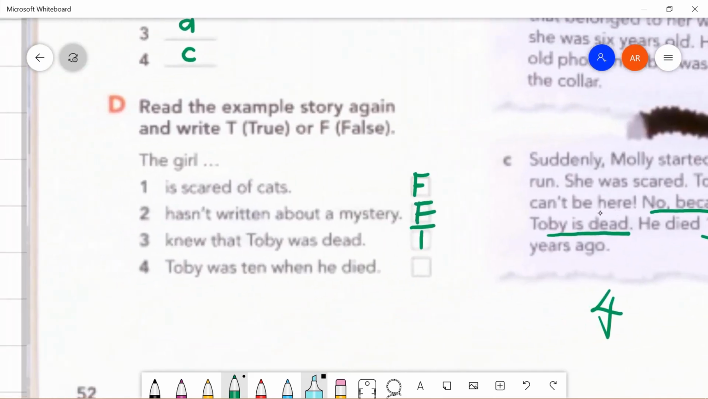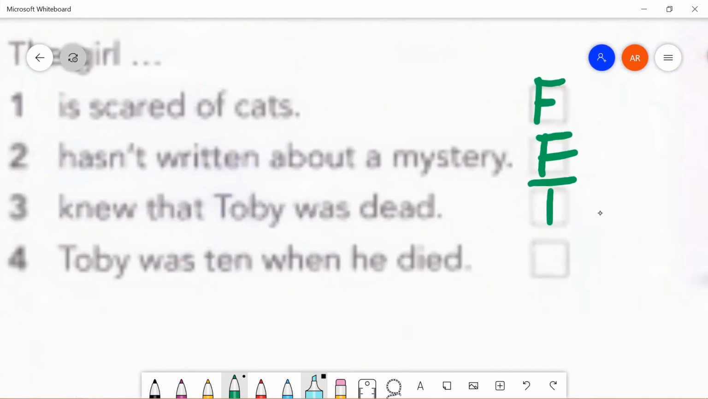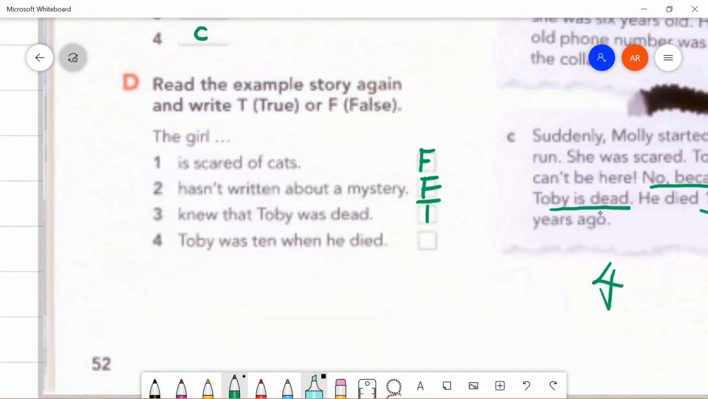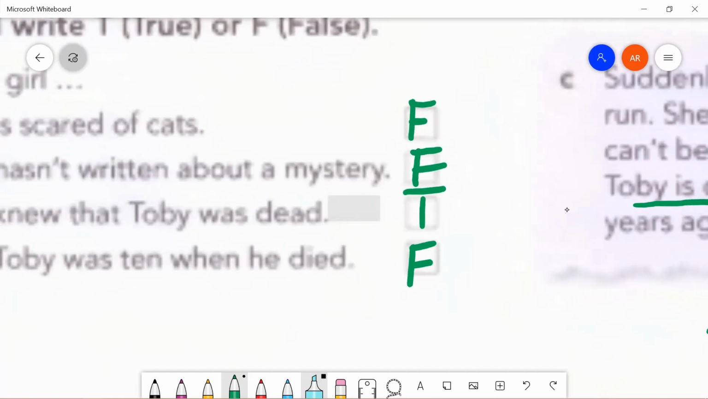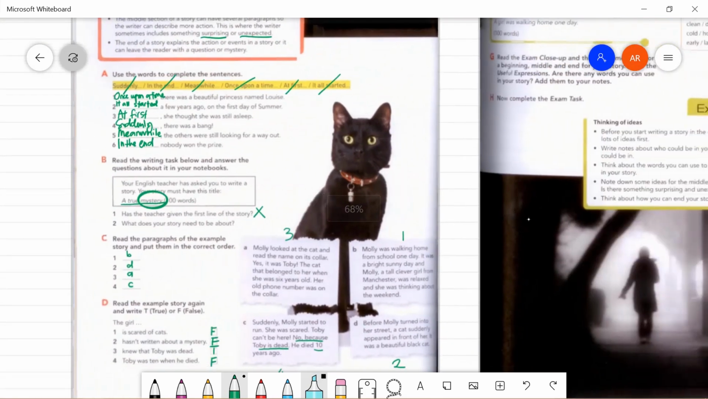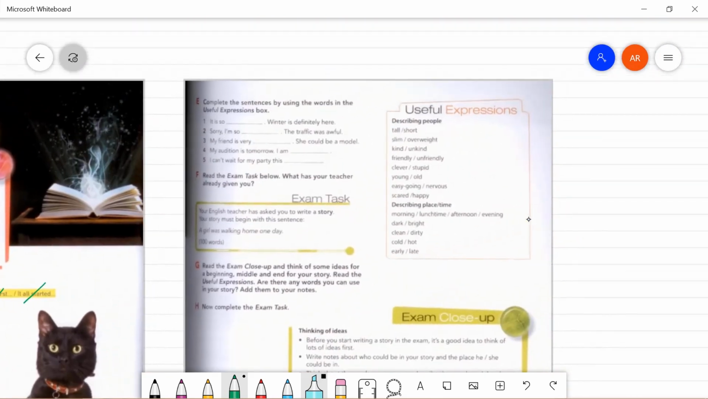What about number 4? Toby was 10 when he died. Toby was 10? No, Toby died 10 years ago, not at 10 years of age. So this is false. All right, now we got our answer. I need to zoom out. Okay, now let's look at the next task.